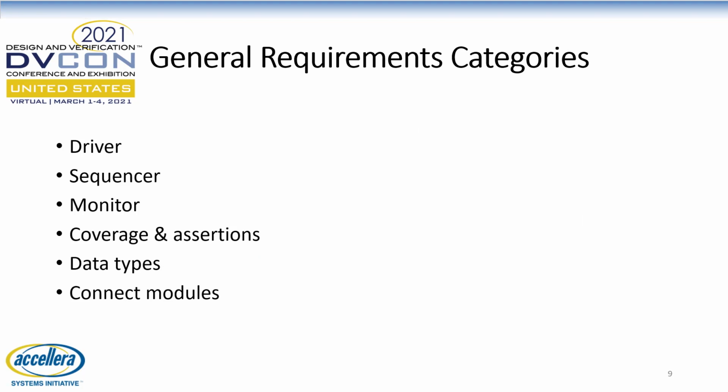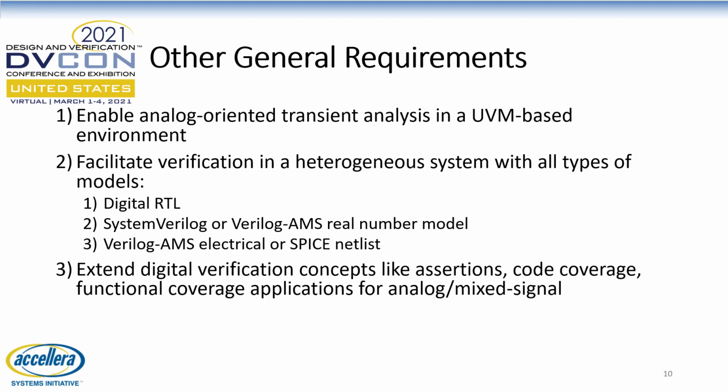The requirements can be broken down into an unsurprising set of categories, if you're familiar with UVM. We divided them into requirements related to drivers, sequences, monitors, coverage and assertions, data types, and finally, the category that all you analog folks will easily recognize, but might be a new concept to you UVM folks, is connect modules. We'll talk about those a little later in the presentation.